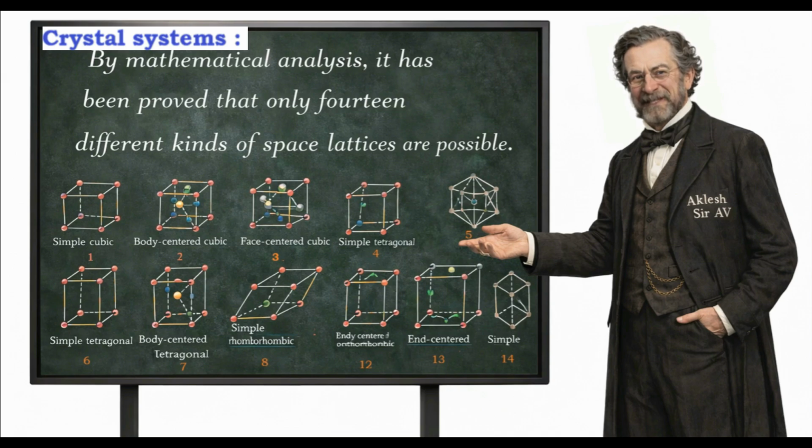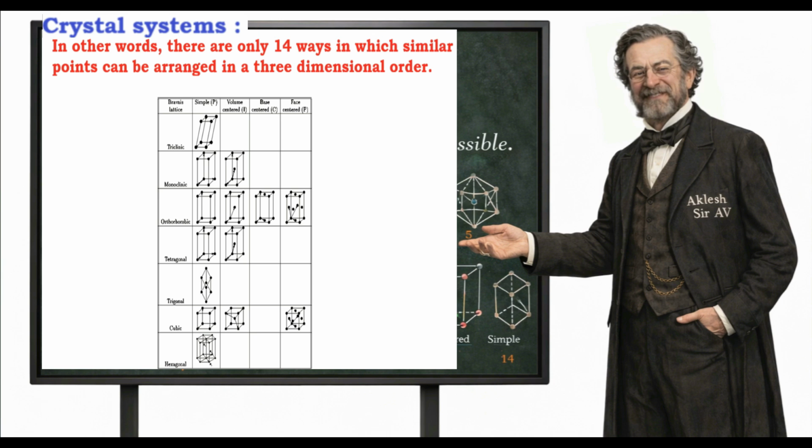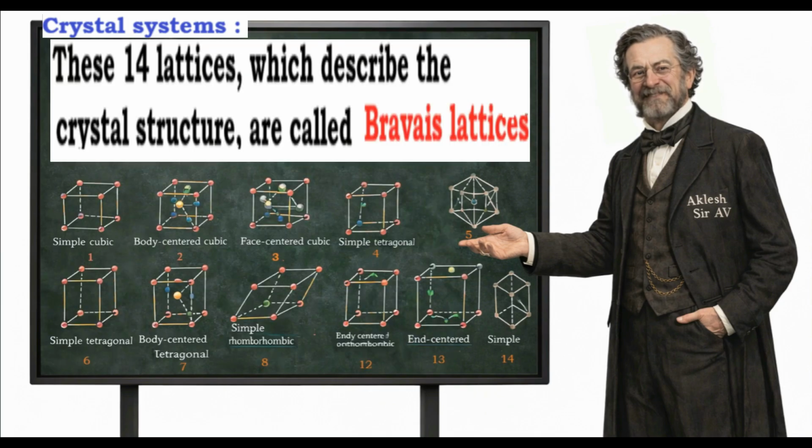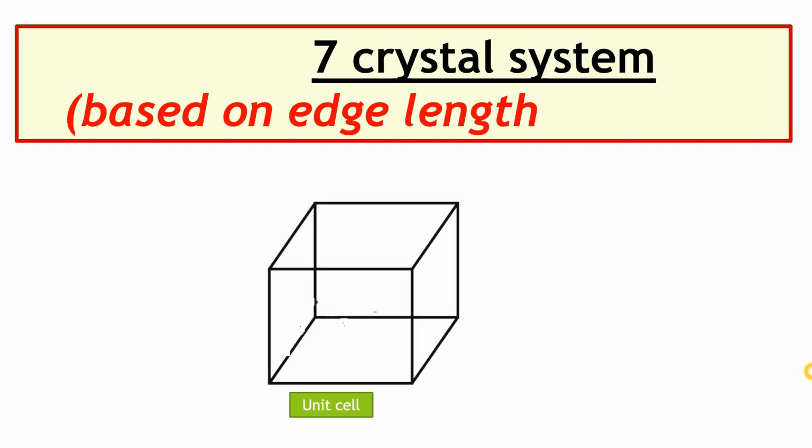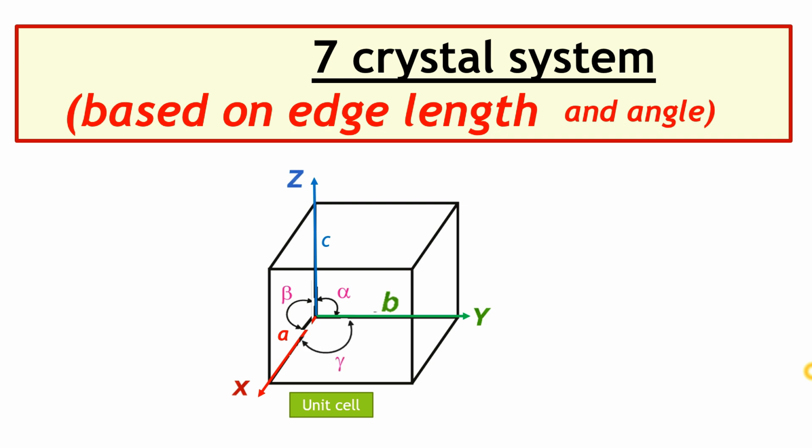Crystal systems. By mathematical analysis, it has been proved that only 14 different kinds of space lattices are possible. In other words, there are only 14 ways in which similar points can be arranged in a 3-dimensional order. These 14 lattices, which describe the crystal structure, are called Bravais lattices. There are 7 crystal systems based on edge lengths a, b, and c, and angles alpha, beta, gamma.